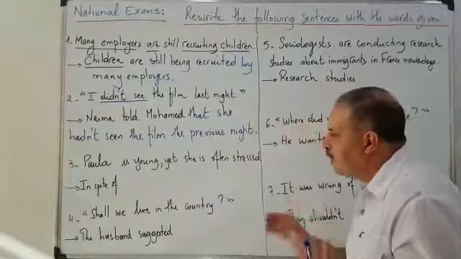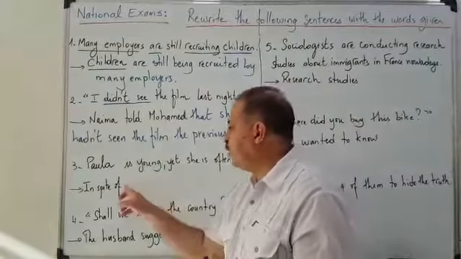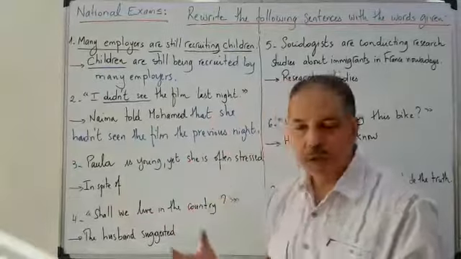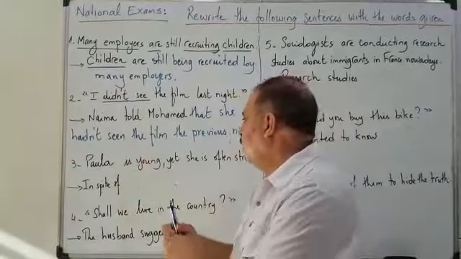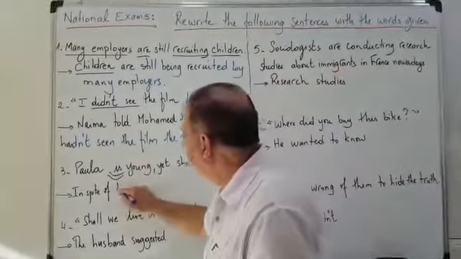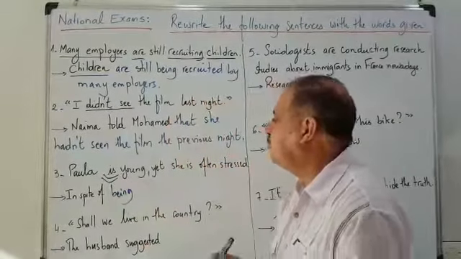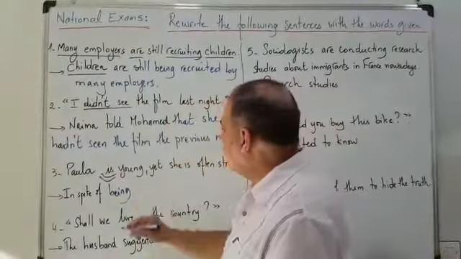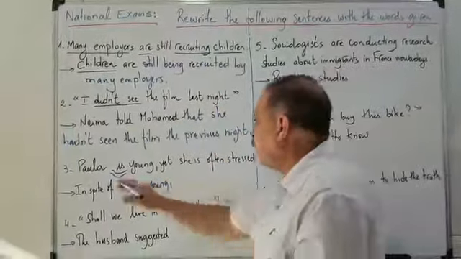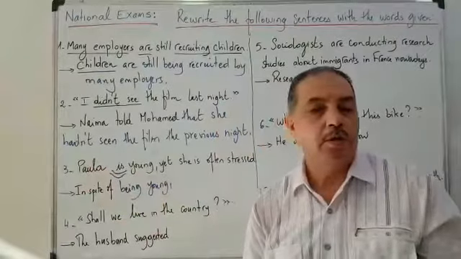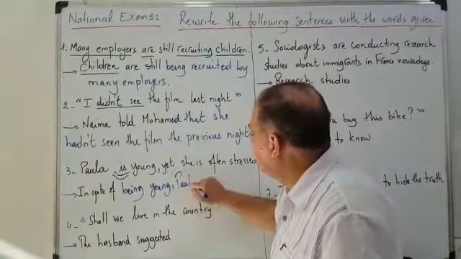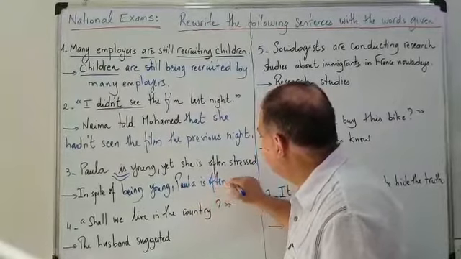Something else to know about in spite of is that we have of, which means we need either a noun or a gerund form. So, for example, we can make the verb to be into gerund form: in spite of being. In spite of being young, now we are obliged to mention the person. We cannot say she, because we don't know the person we are talking about. So: in spite of being young, Paula is often stressed.